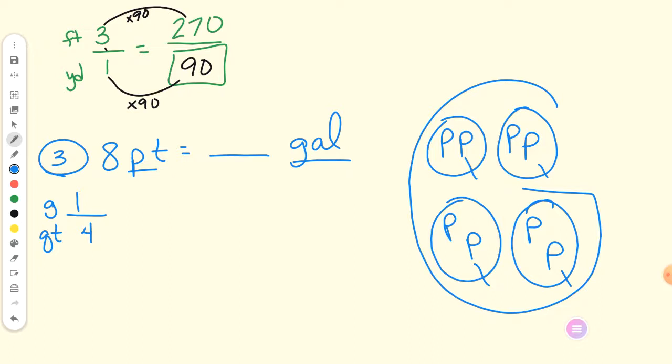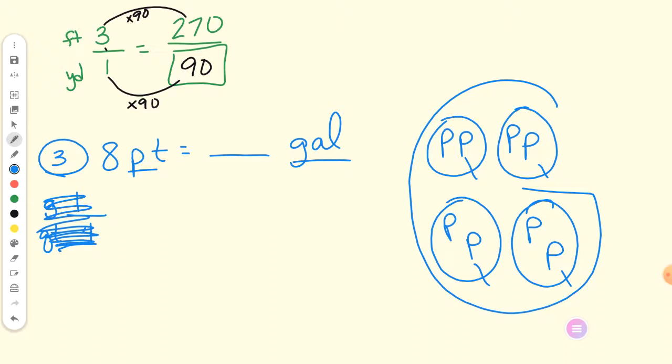We have 1 gallon. How many pints are in the giant G? 8. Yes, there are different ways to get there. You just have to be able to get there. If you said there's 8 pints in a gallon, you'd be correct. And again, there's a million ways to get there. So I'm going to get rid of this.